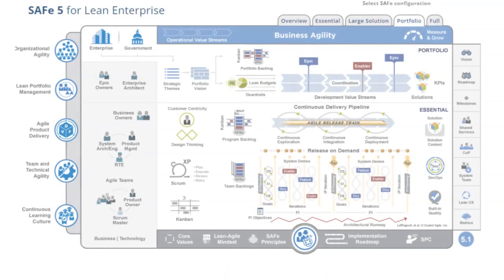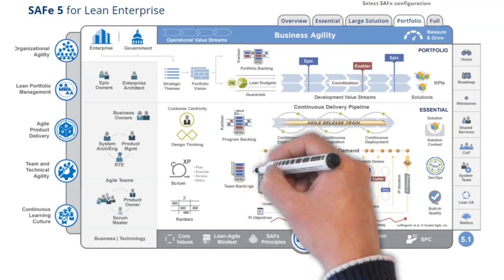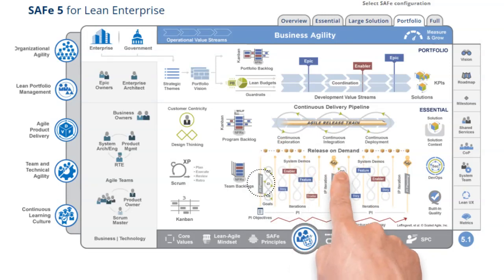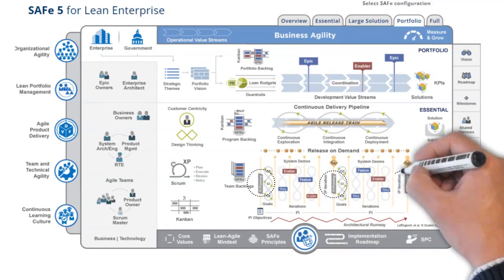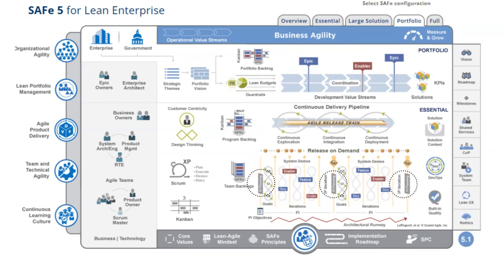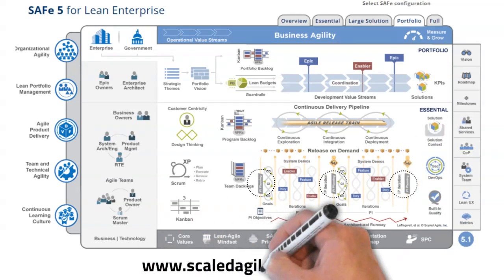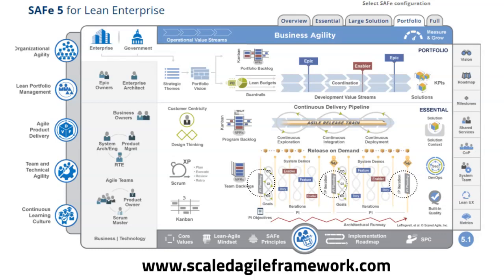PI planning is part of SAFe, the Scaled Agile Framework. We can see here from the diagram in the circled areas that PI planning happens multiple times throughout the life cycle of a product. And you can find more information at www.scaledagileframework.com.